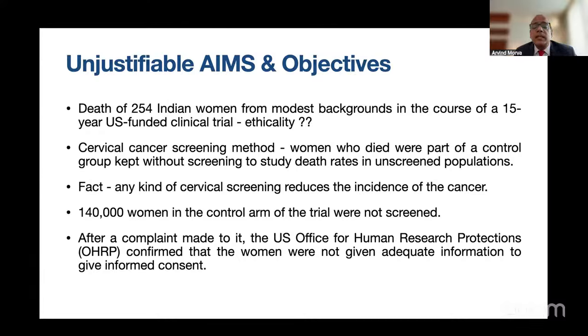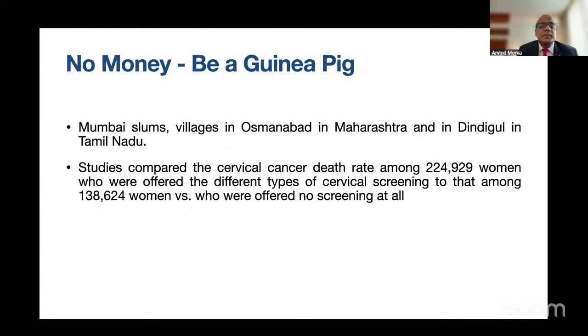In the cervical cancer screening study, the women who died were part of the group kept without screening to study the death rate in the unscreened population. In fact, any kind of cervical screening reduces the incidence of cervical cancer. 140,000 women in the control arm of the trial were not screened at all. After a complaint was made to the US Office for Human Research Protections, they confirmed that the women were not given adequate information in the informed consent.